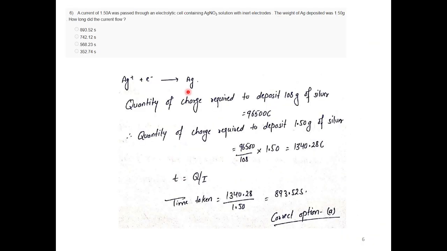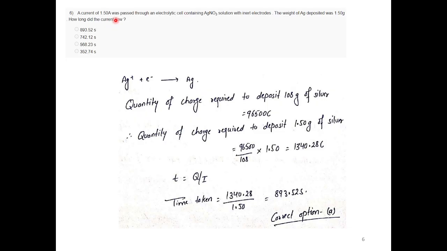And here what you need to find is Faraday's laws, where the amount of electricity I is equal to Q by t, and you need to find out the value of this time, how long did the current flow, right?